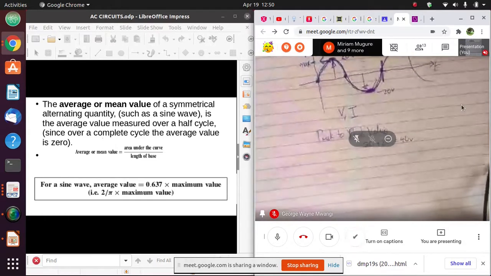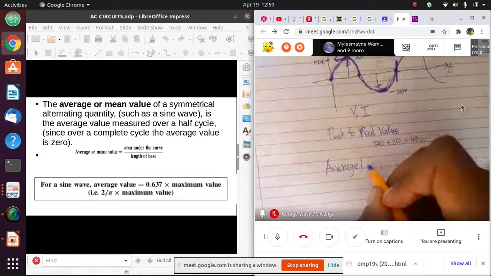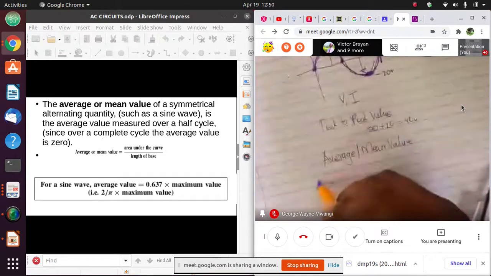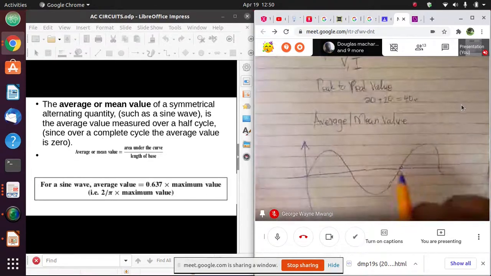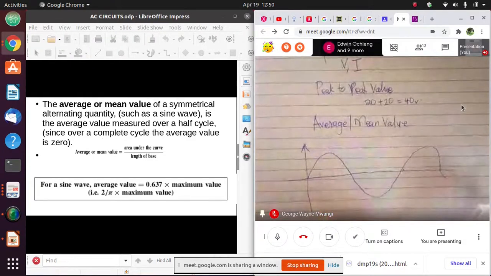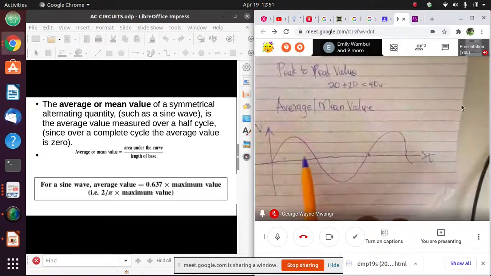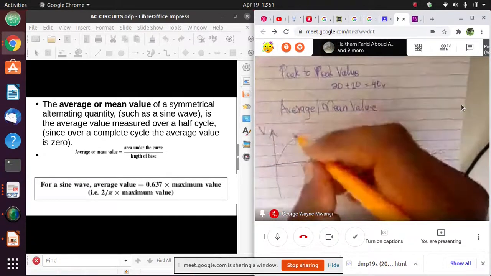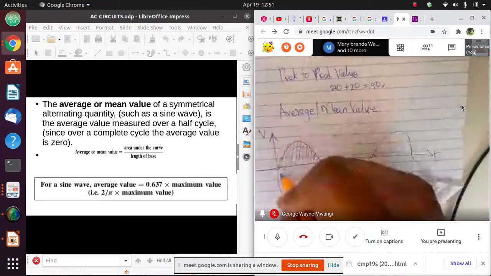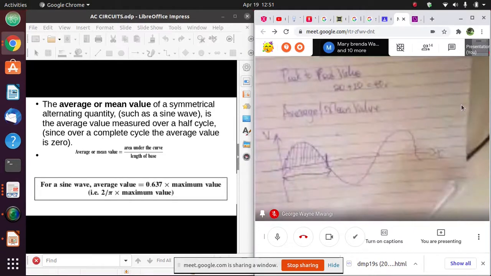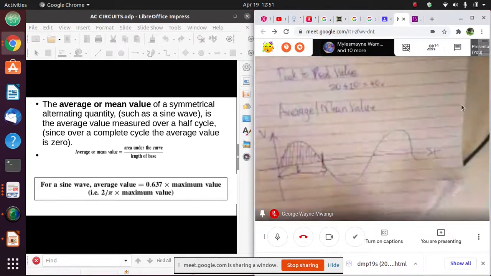Now, there is something else known as average value or mean value. When you draw your alternating quantity graphically, if I tell you to find me the average value of this alternating quantity, that is voltage, as it varies with respect to time, the average or mean value of this graph will be found by taking the area under this curve divided by the length of that half cycle. In this case, we are talking about the area measured under the curve over a half cycle, over the length of that half cycle.